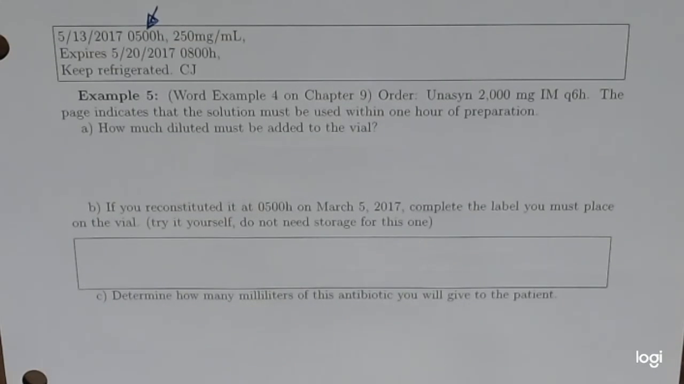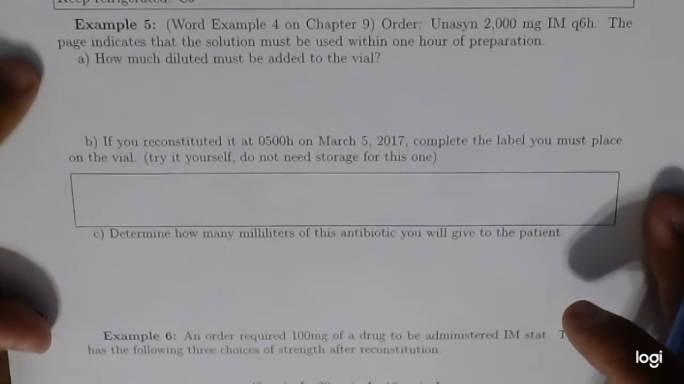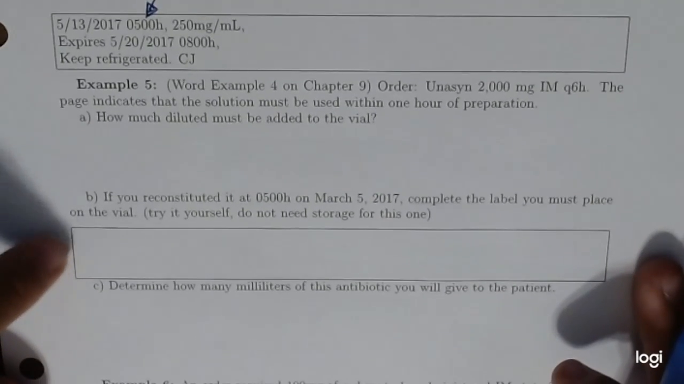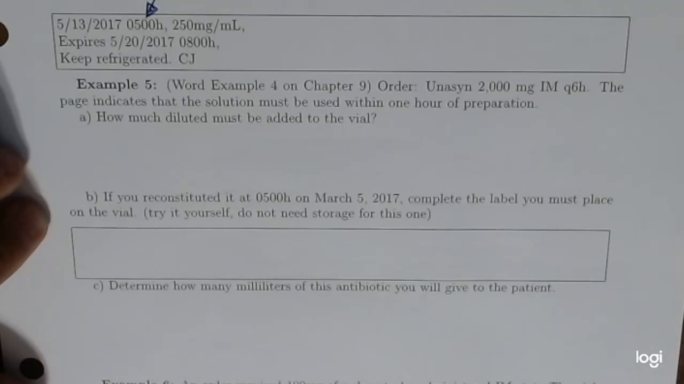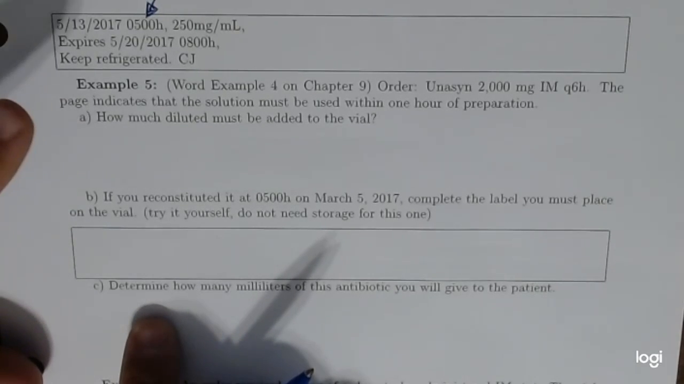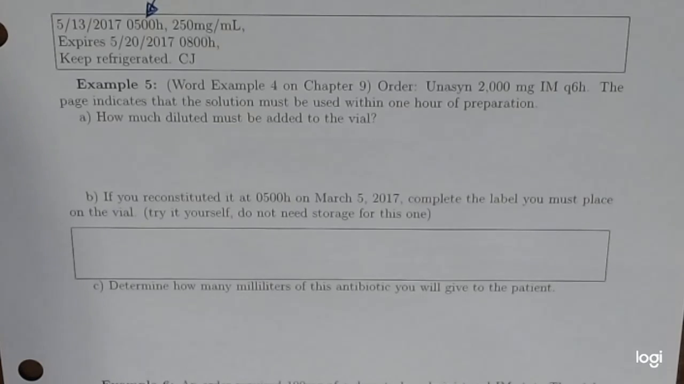So why don't we try one? We're going to skip A real quick, and I just want you guys to try B, so that way you try your own way of reconstituting. It says, if you reconstituted at 0500 hours on March 5th, 2017, complete the label you must place on the vial. So using this portion, now try this out. And then it tells us we need example number 4. So let's look at that real quick.